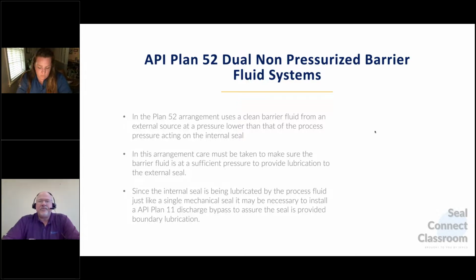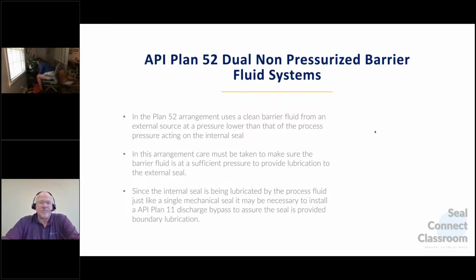Plan 52, we talked about running seals in tandem. Plan 52 is the arrangement that you use to run tandem seals with a barrier fluid pressure that is less than what the pump process pressure is. And what that does, that keeps emissions and vapor. We talked about seals leaking vapors.